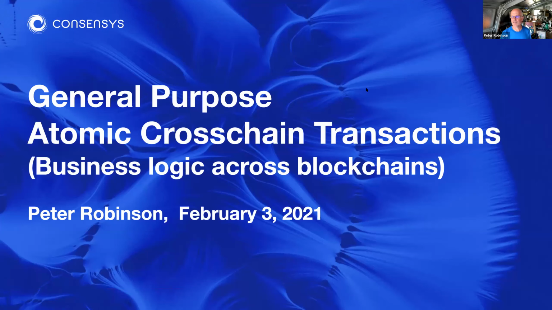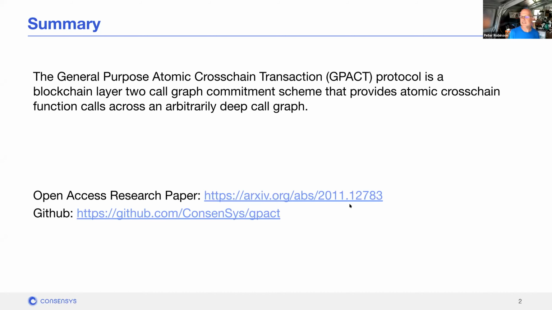All right. Okay, so the GPACT protocol. GPACT is a layer 2 protocol that uses a call graph commitment scheme to provide atomic cross-chain function calls. And so unpacking that a little bit.